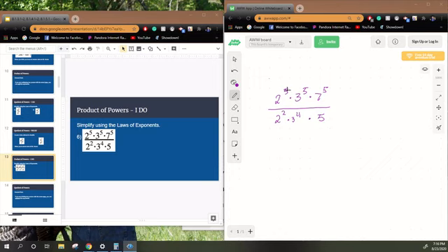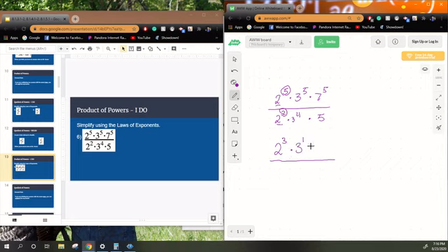So I have 2 to the 5th power and 2 to the 2nd power. Well, both of these have the same base of 2, so I can subtract their exponents. I can subtract that 5 and that 2 to get 2 to the 3rd power. Since I took the 5 from the 2, that's going to be on top of my fraction here. So I have 3 to the 5th and 3 to the 4th. Well, 5 minus 4 is just 3 to the 1st power, which is just 3.